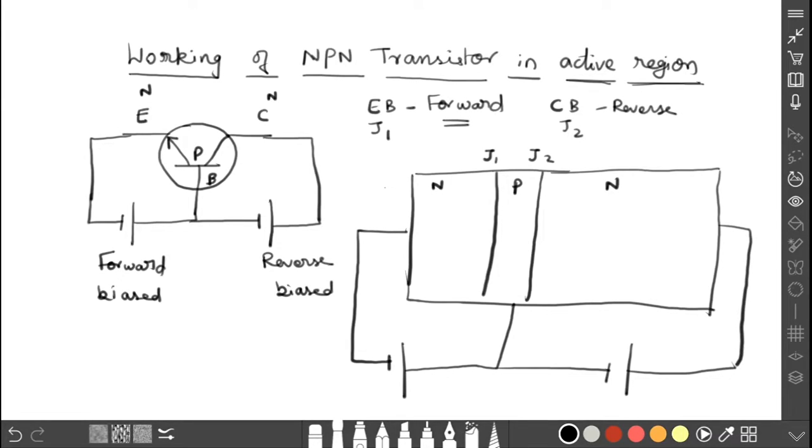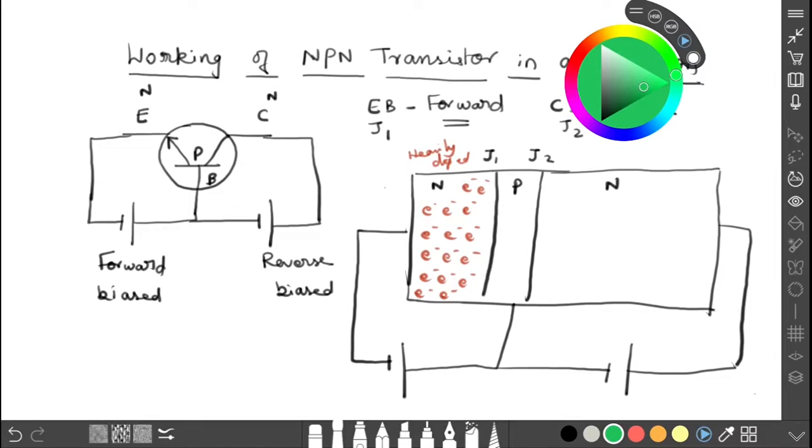Next, in this N type, electrons are the majority charge carriers. Moreover, the emitter is heavily doped, so a large number of charge carriers will be there in the emitter. Why? Because it is heavily doped. What is the second one? The base. The base is P type and it is very lightly doped, so it consists of a very small number of charge carriers, that too holes.